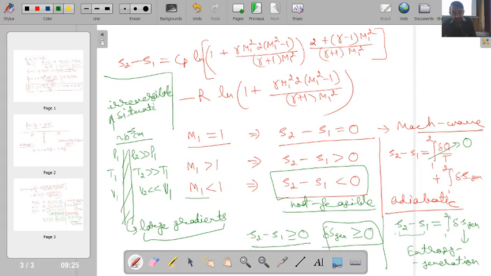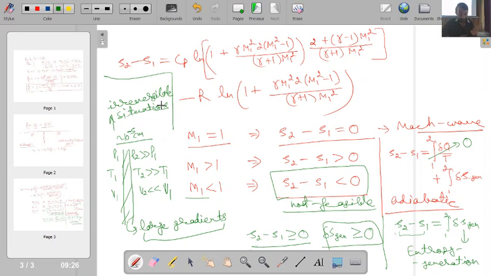So if these are irreversible situations, then what will happen? In an irreversible situation, we know that we have generation of entropy. So are you able to relate this point? The idea is that the presence of large gradients leads to all the irreversible effects such as thermal conduction, friction, lack of mechanical equilibrium, etc.